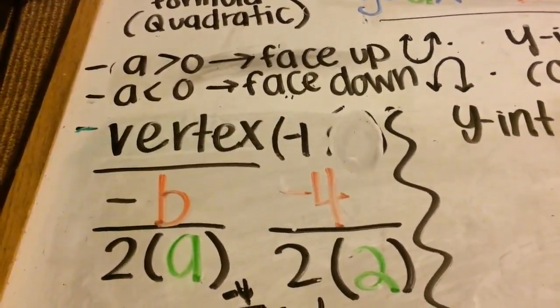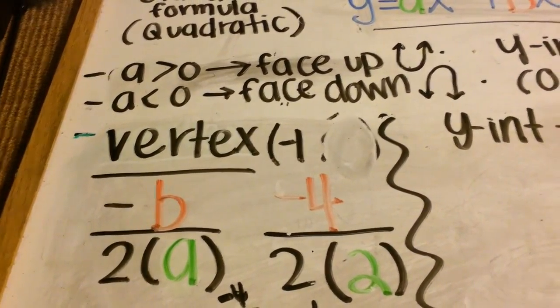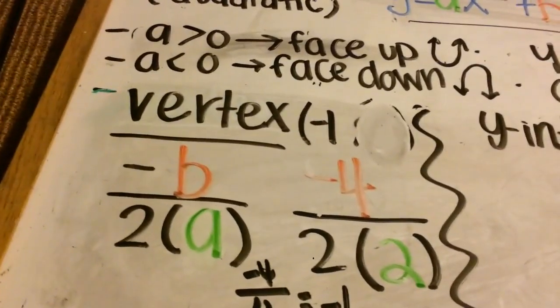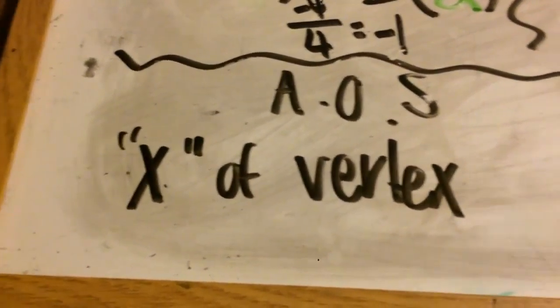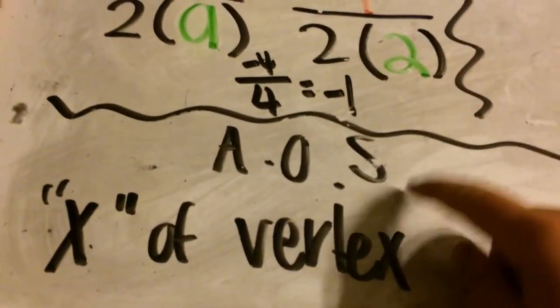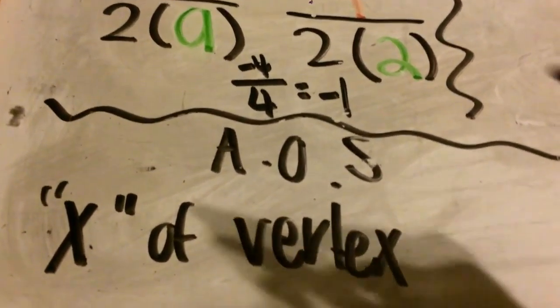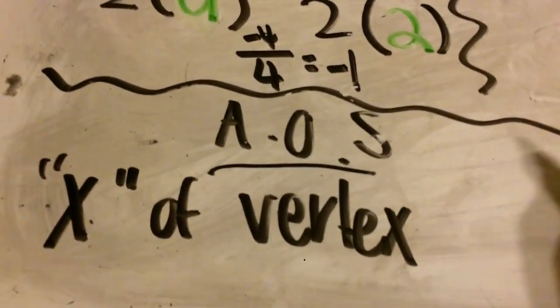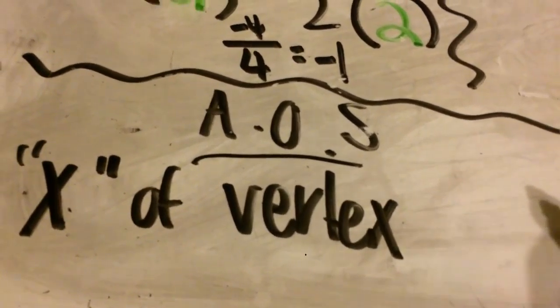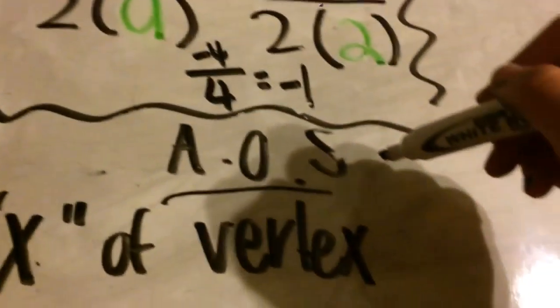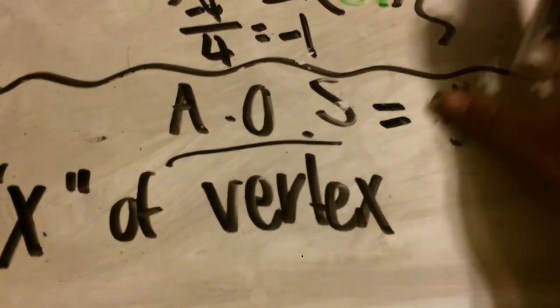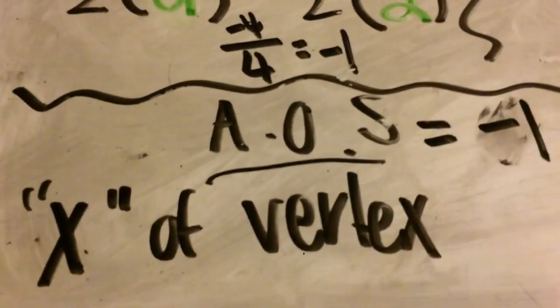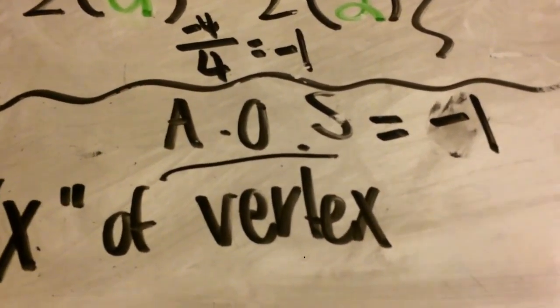To find the y, that's your x part of the vertex. And then you also know that the x part of your vertex is also your axis of symmetry. I just wrote it in a shorter way. So your axis of symmetry is also negative 1. And we'll graph that a little later.